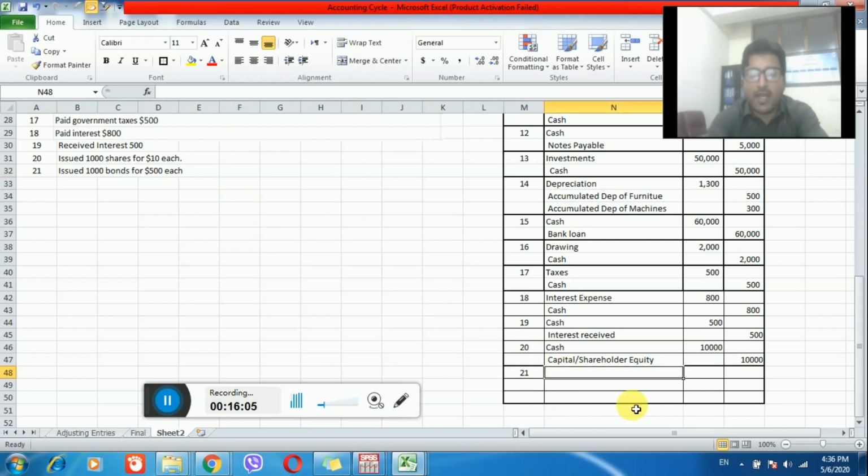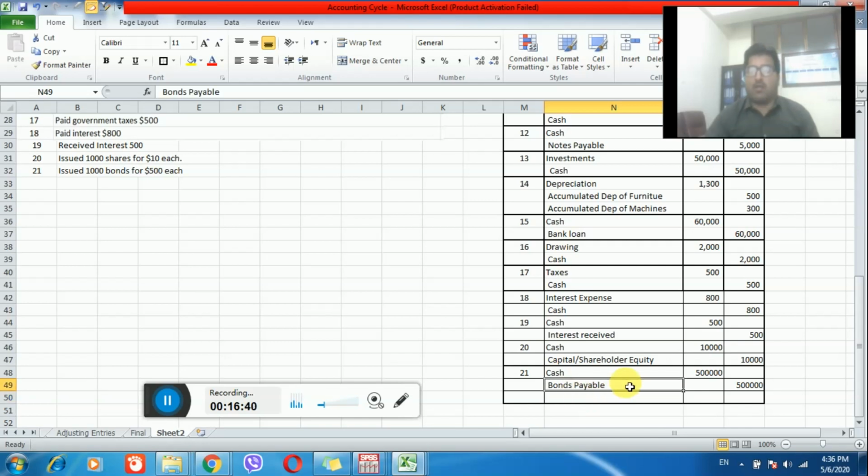So you can say again cash is debited. How much? Here it is $500 each, so cash is $500,000 we are raising. And how many bonds have we issued? 1,000, and each is $500. So you can say bonds payable, a liability. This is also our liability, and that is $500,000. Okay, dear students, look here.